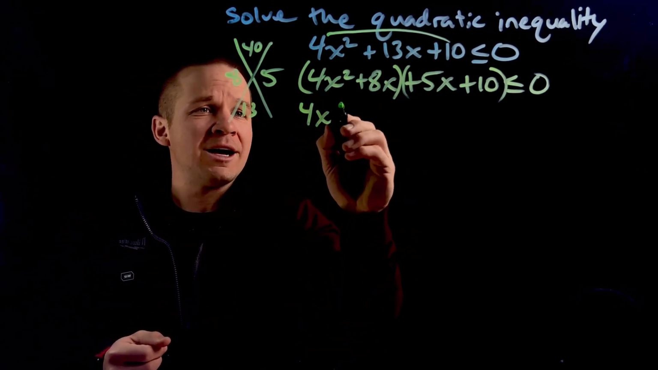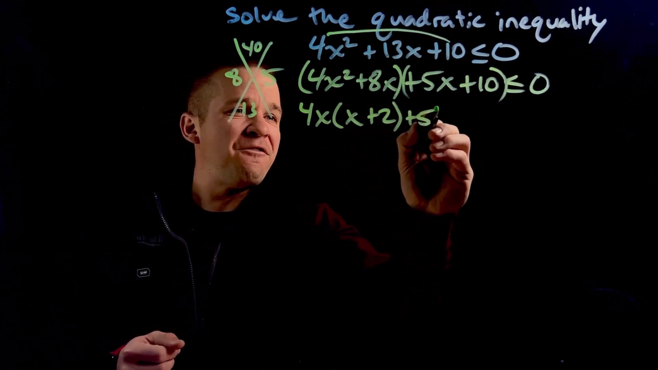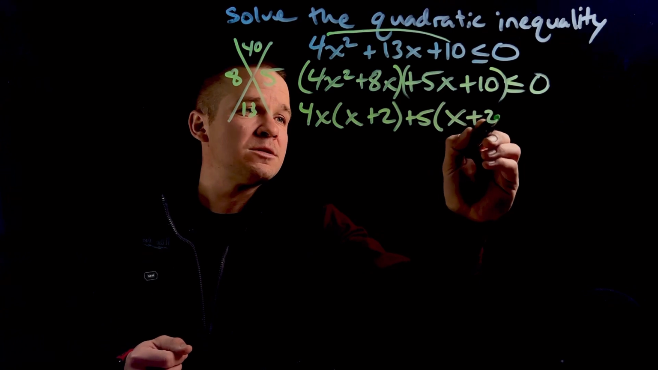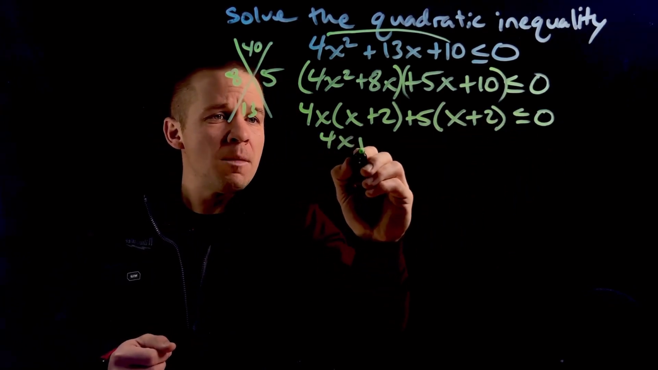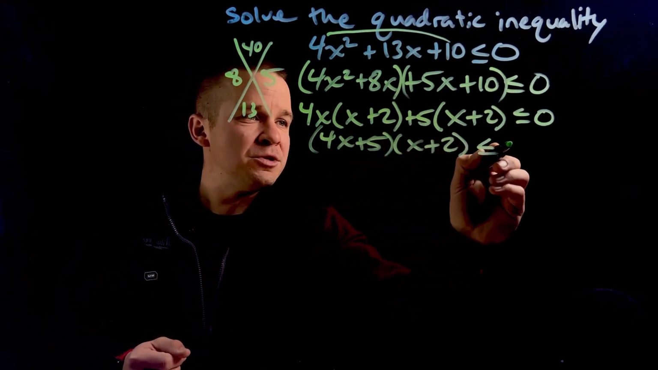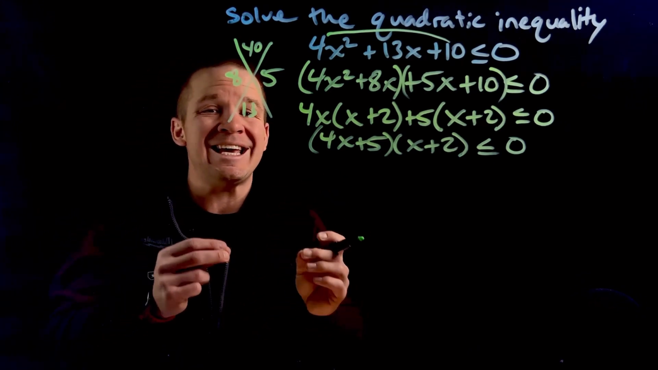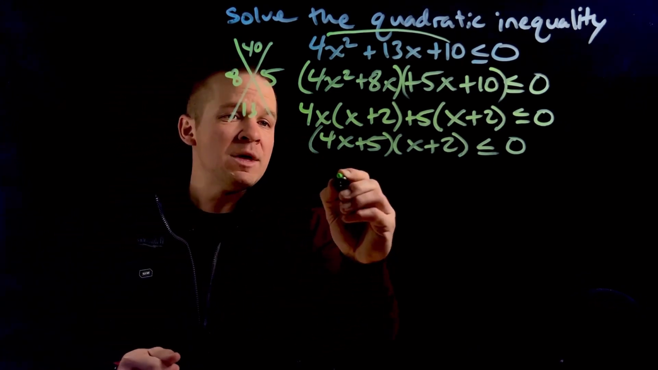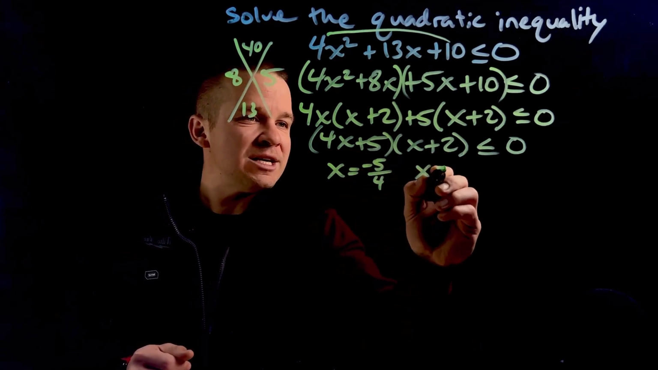Here would be 4x, and I'm left with x plus 2. Over here, a plus 5 is coming out, and I'm left with x plus 2, less than or equal to 0. And then we have 4x plus 5 and x plus 2 as my two factors. Now I got to find out when these equal 0. Those are going to be my key points in solving this inequality. So I'm going to have x equals negative 5 over 4, and x equals negative 2.